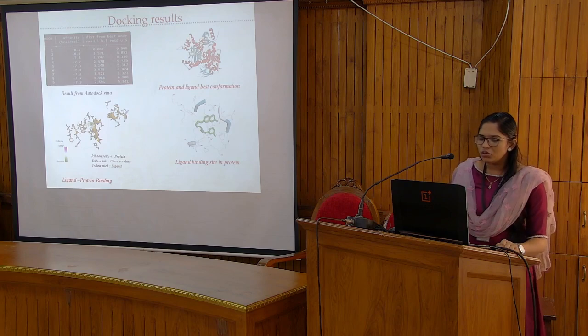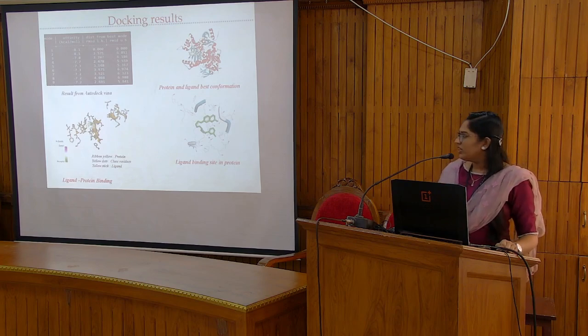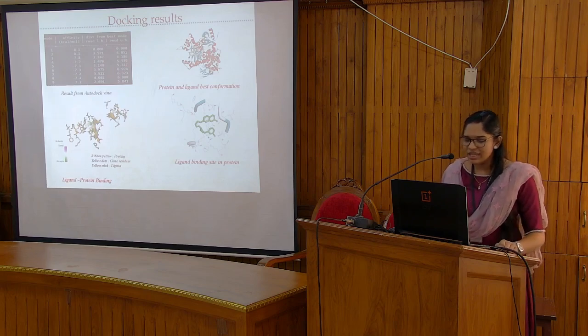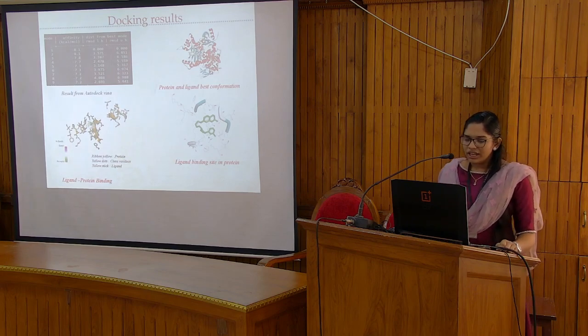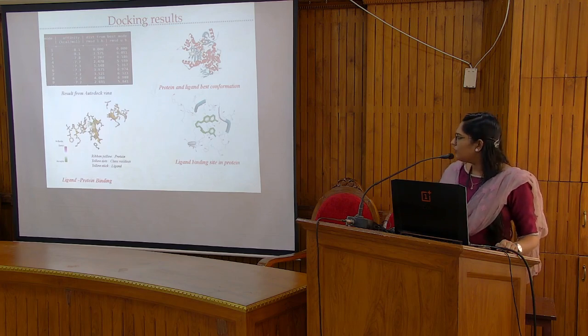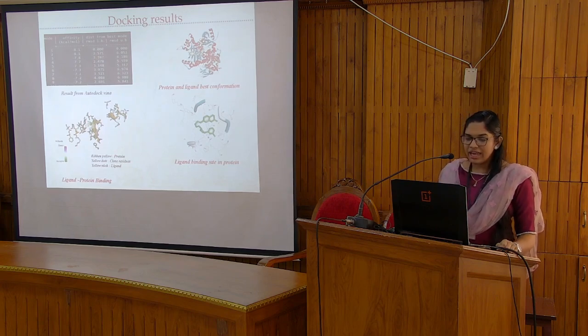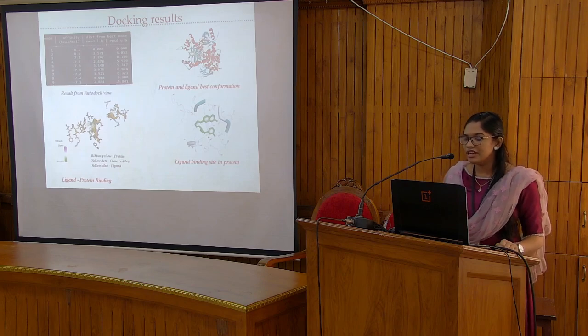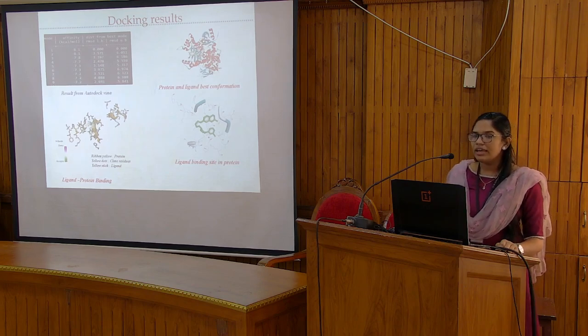On docking through AutoDock Vina, the following result was produced. The next figure provides the best conformation the protein and the ligand have. In the third figure, it provides the ligand-protein binding results. And the fourth figure demonstrates the proper binding of the ligand site in the protein. All these figures correspond to the lowest energy conformation, with a binding affinity of minus 8.5 kilocalories per mole.